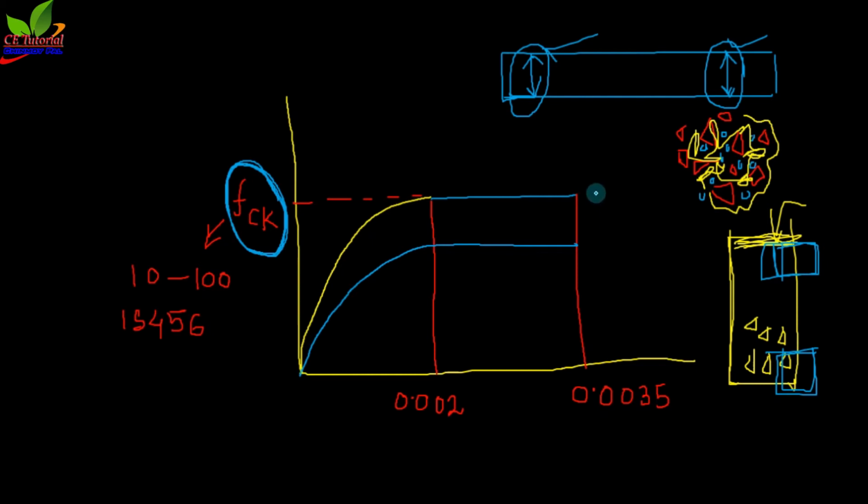Now this value is FCK and this value is multiplied by some constant, 0.67 FCK. And what is this constant? This constant is coming from the size and shape factor.